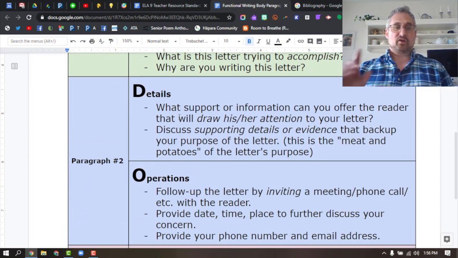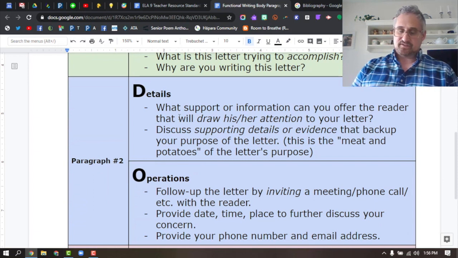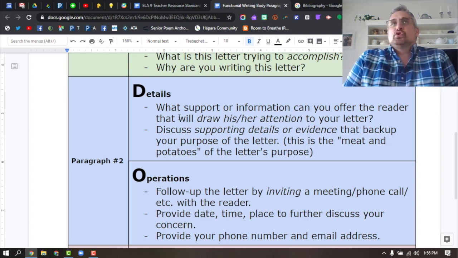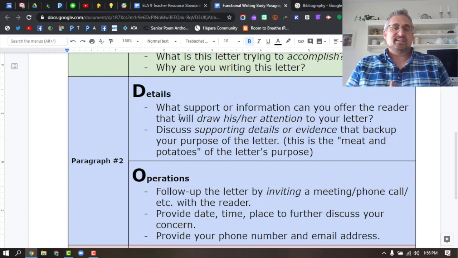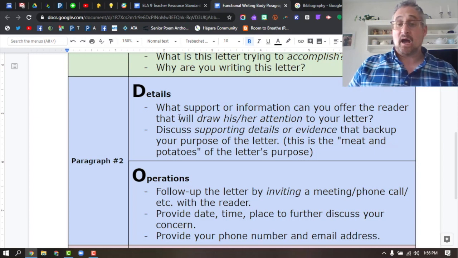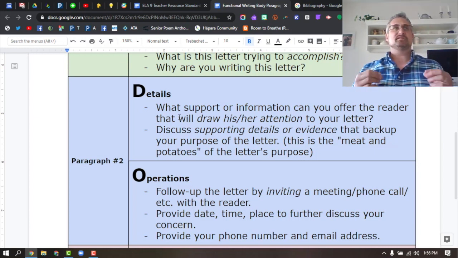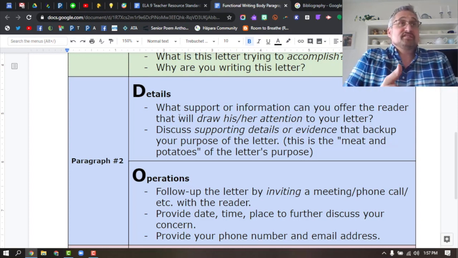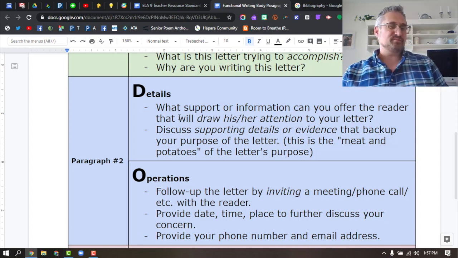As you move on, paragraph 2, which includes details and operations, D and O. What information do you have that will bring your reader into your letter, that will convince or support him or her? What details or evidence can you use to back up the purpose? Really, this is the meat and potatoes of the letter. This is where the rubber hits the road. This is where you pull in that brainstorming about what could convince somebody to do whatever it is the task is asking. The operations is maybe the last couple of sentences in that second paragraph.